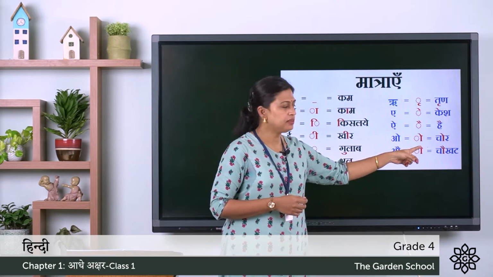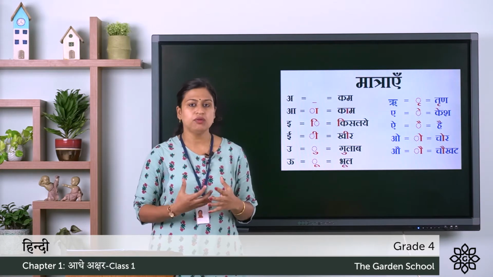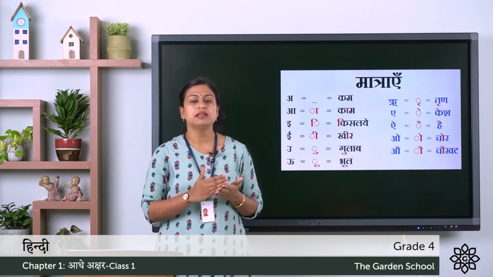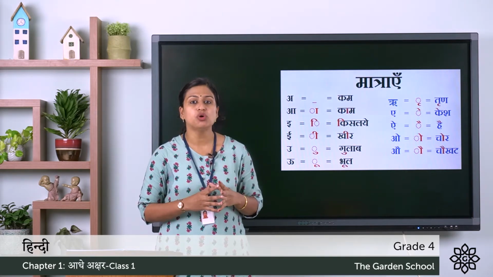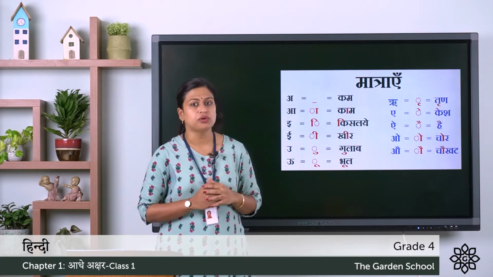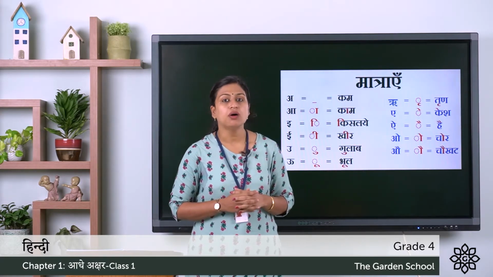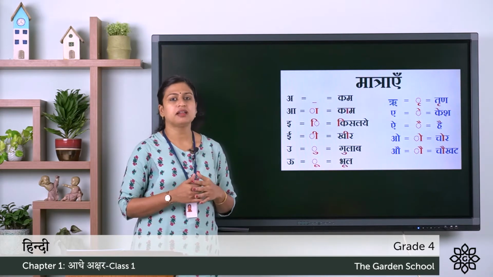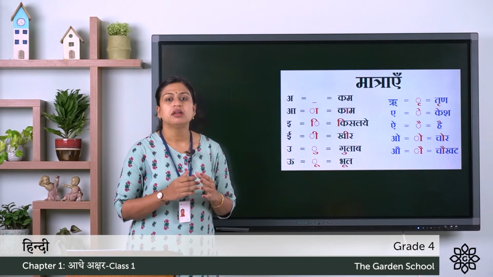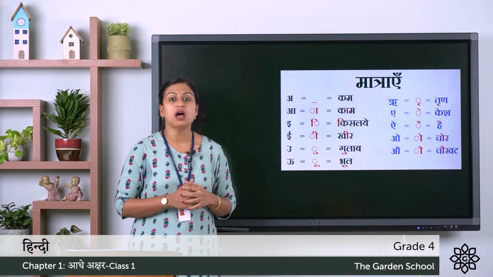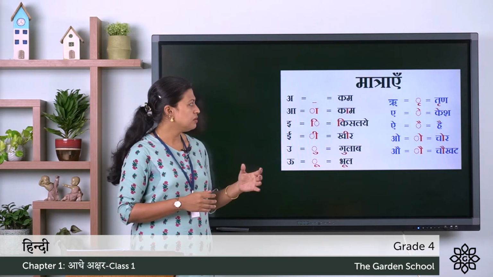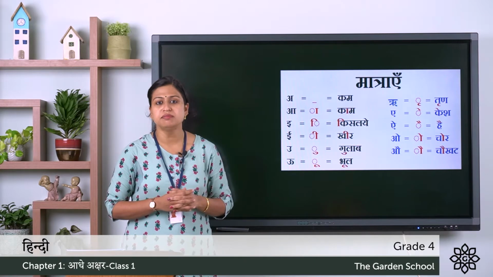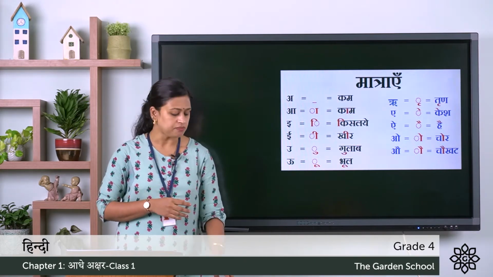O, this is O ki matra, and when we write with any Vyanjan letter, for example here it's shown Cha. Cha plus O ki matra, we pronounce Cho, and the word is chor. Next one, it's Au, and this is the symbol for Au. When we write with any Vyanjan Akshar, for example, Cha, Cha plus Au, it's Chow, and the word is Chowkat. So this was a small revision about the Matrae, that means the symbols of Swarakshar.